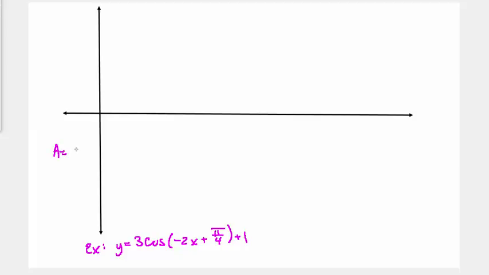So a, the coefficient in front of this, is 3. Notice it's positive, so we don't have a reflection here vertically. But this does tell us that our amplitude, the absolute value of a, is 3. Now, b needs a little bit of work before we identify what it is.